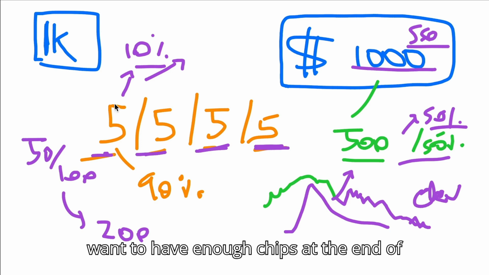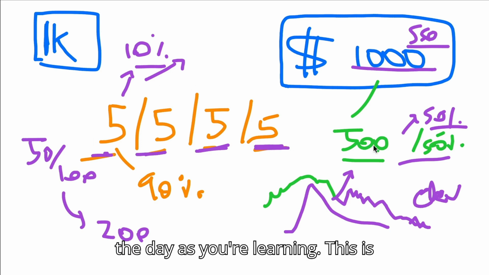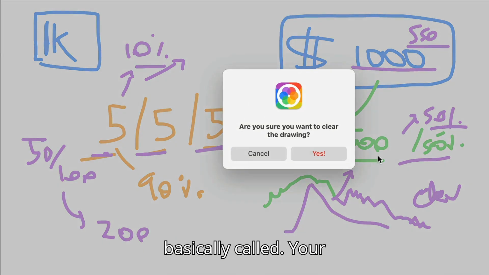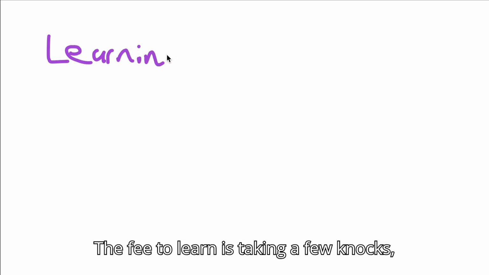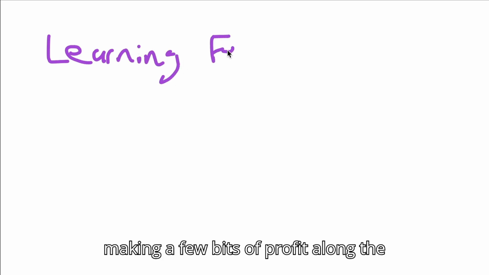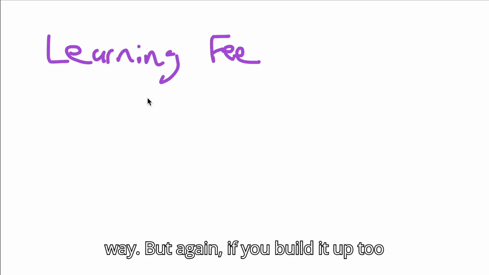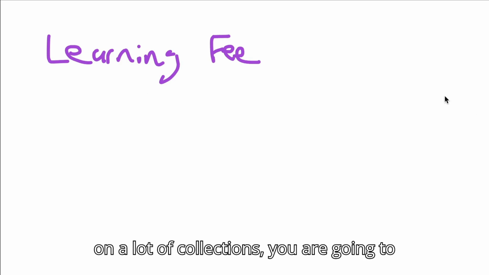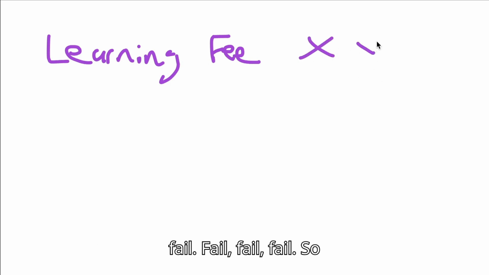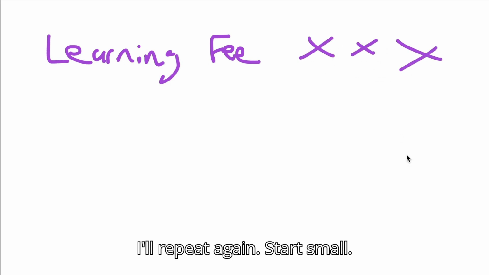But you want to have enough chips at the end of the day as you're learning. This is basically called your learning fee. This is the fee to learn. The fee to learn is taking a few knocks and making a few bits of profit along the way. But again, if you build it up too fast, without learning, without practicing on a lot of collections, you are going to fail. Fail, fail, fail. So I'll repeat again, start small.